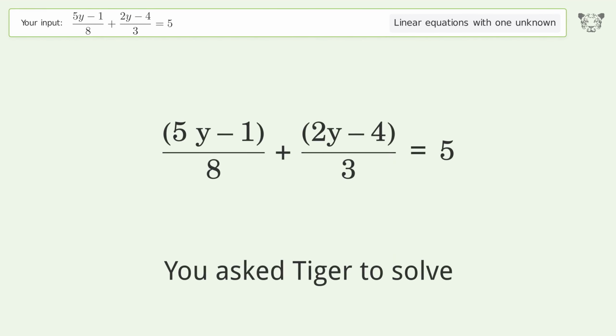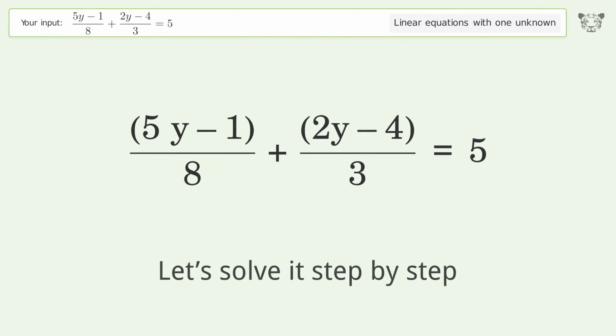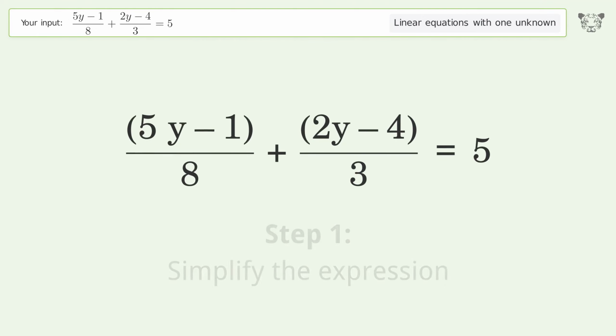You ask Tiger to solve. This deals with linear equations with one unknown. The final result is y equals 5. Let's solve it step by step. Simplify the expression. Break up the fraction.